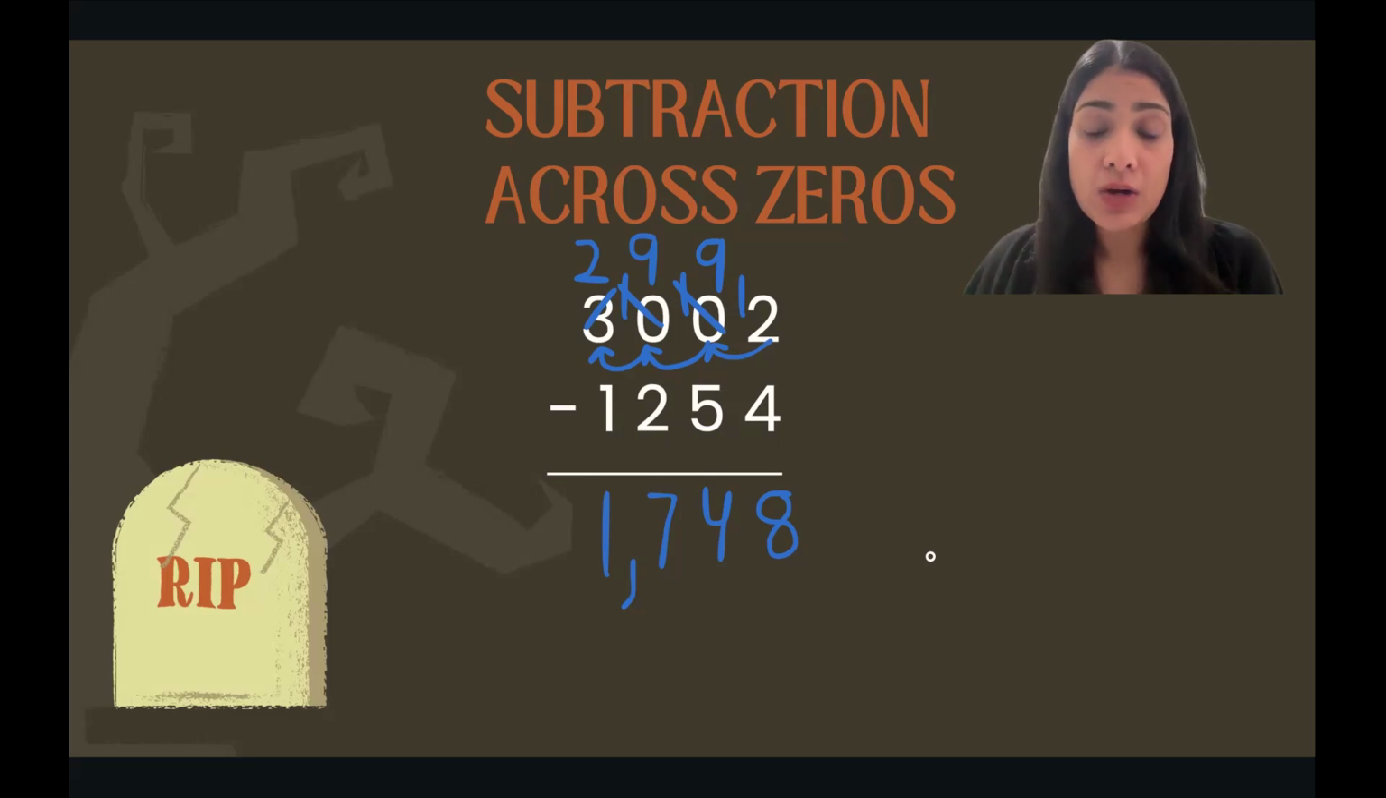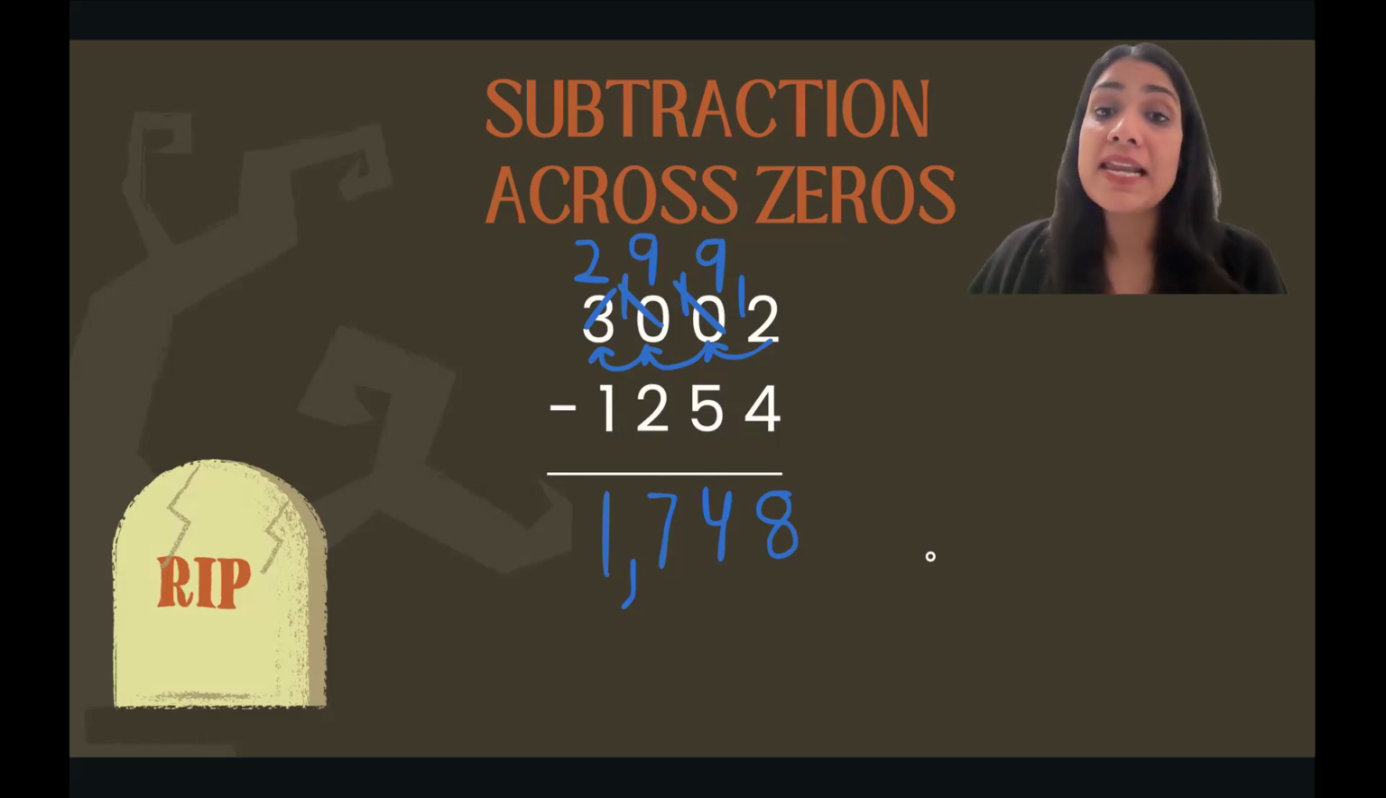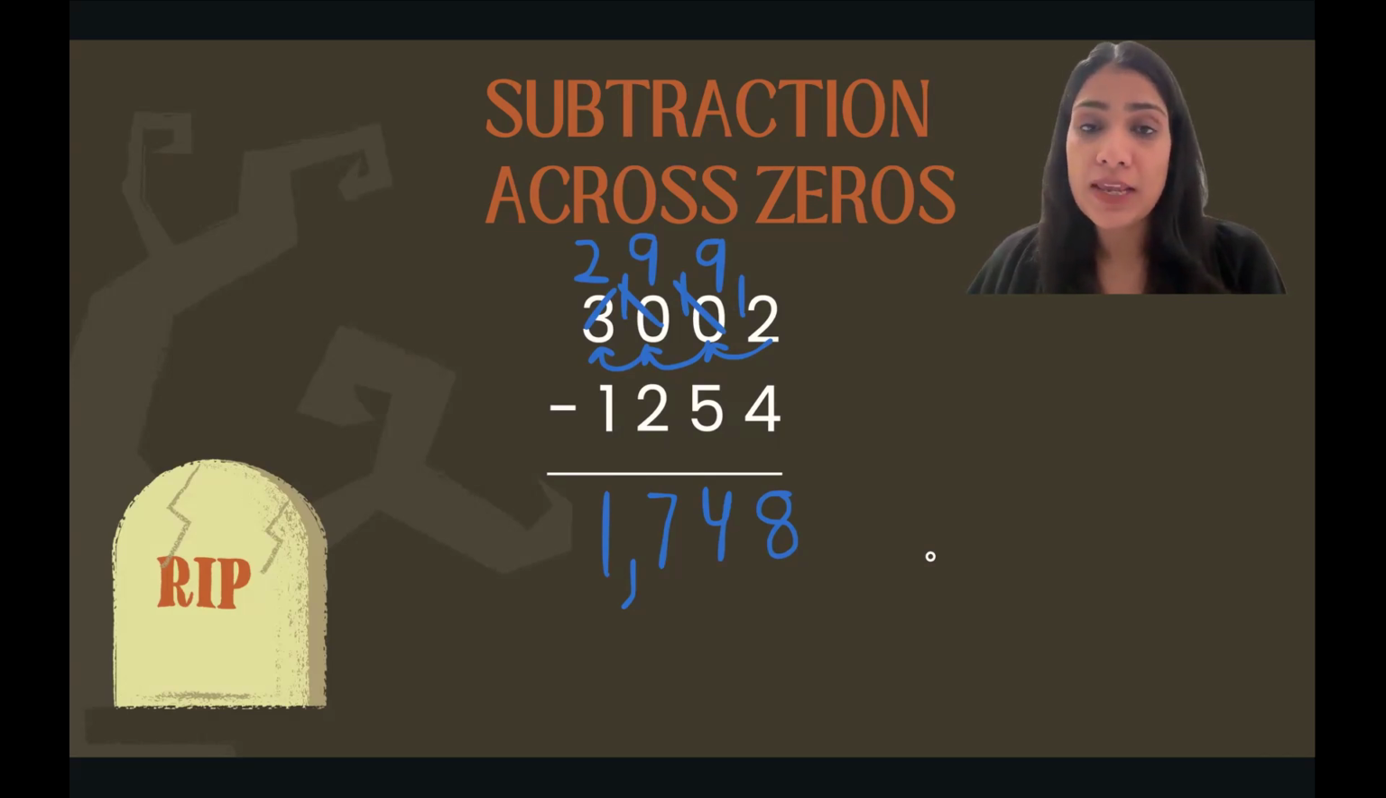So whenever we encounter a zero in our neighbor and we are trying to borrow from it, it will keep on borrowing, asking for borrowing from our next left neighbor until it is a non-zero digit. And then we can easily give 1 by 1 to each of the neighbors and they can keep giving 1 until we reach the desired digit. Now that we know how to do subtraction across 0, let's solve another problem.